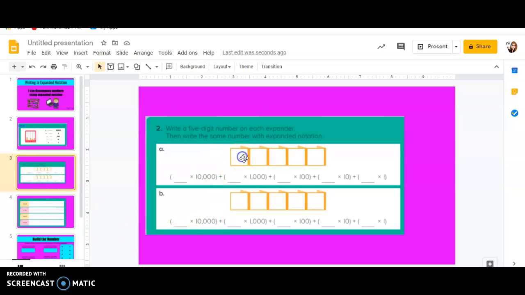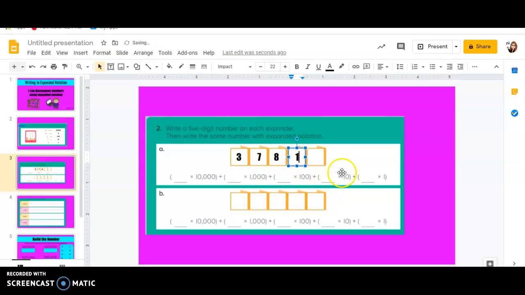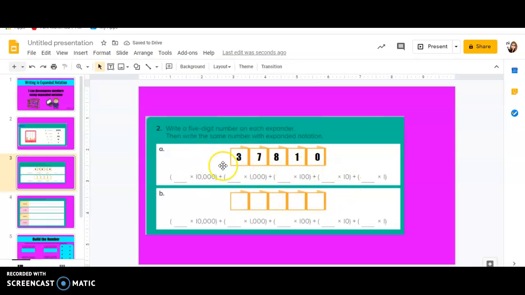So what I'm going to do here is write some random numbers in my expander. It doesn't have to be any particular number, so I'm filling in the numbers 3, 7, 8, 1, and 0. As you see here, I've broken up my place values. In expanded notation, we separate each place value with what we call parentheses. So in my first group of parentheses, I'm representing the number that is in my 10,000s place.